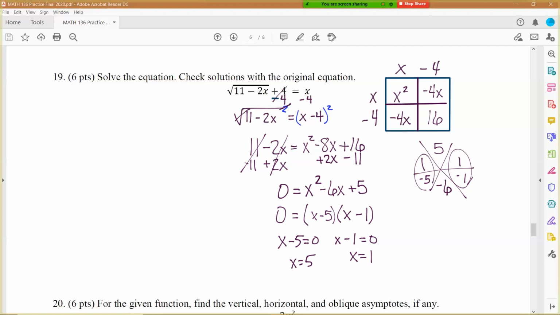But remember, we're not done yet. We have to go back and check these in the original because, since they told you to check in the original, there might be one that doesn't work, especially because they took the time to put it in your instructions. So if I go back to check 5, that means I'm going all the way back to the original. 11 minus 2 times 5 underneath the square root plus 4 equals x. Well, x was 5.